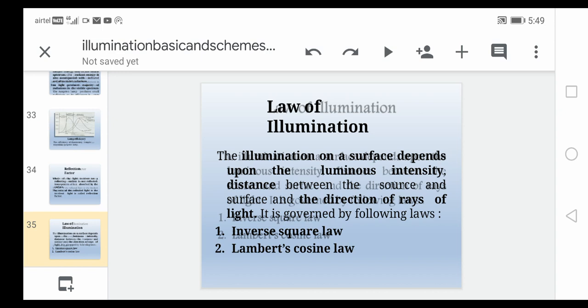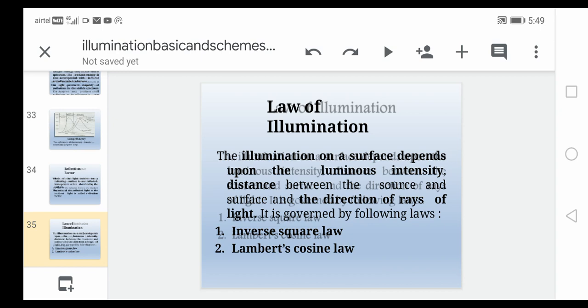Now, normally we can say this, but scientifically how are we going to prove and tell that? We call it loss of illumination. The illumination on a surface depends upon the luminous intensity, the distance between the source and surface, and the direction of rays. Always the illumination depends upon these three things.